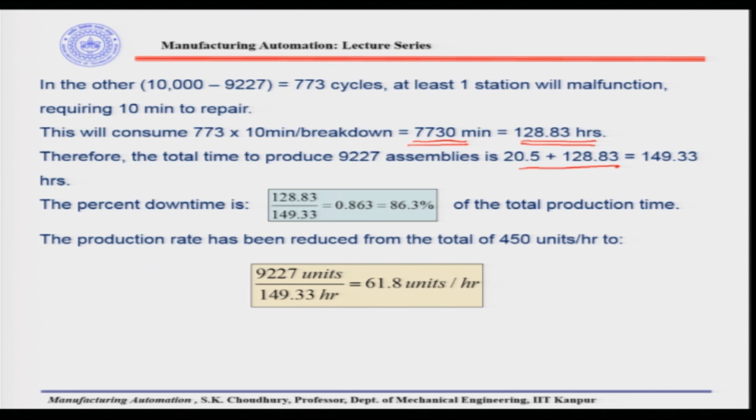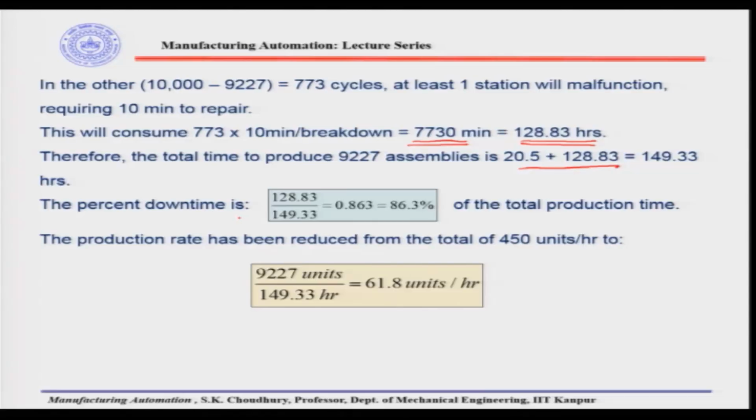Out of that, most of the time has gone to downtime. That means when the machine is down, we have to repair and rerun the machine. So, the percentage of downtime will be 128.83 hours divided by the total, which is 149.33.